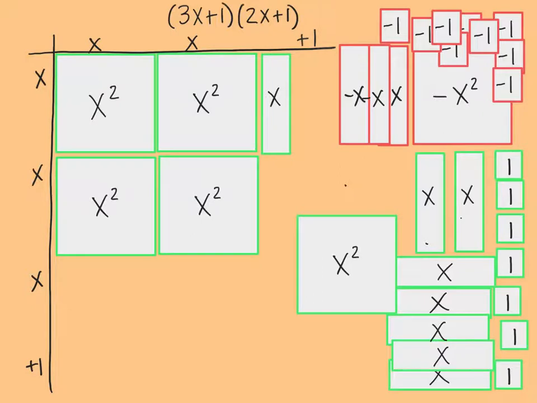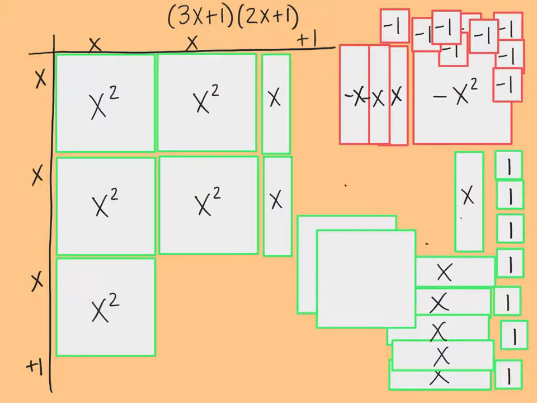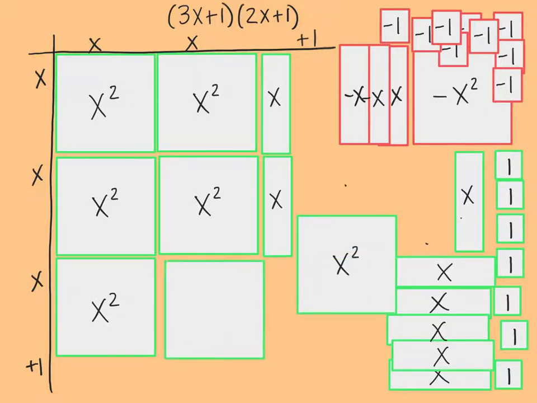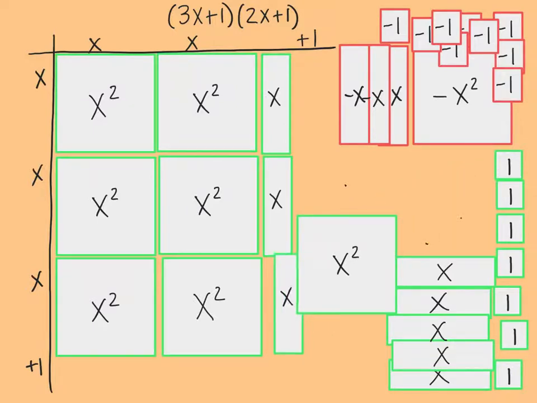Okay, next section, we have x times 1. So that would get us a positive 1x. Next section, x times x again is x squared. Okay, next section, x times x again is x squared. And then this next section here, we have x times 1, so that gets us a positive 1x.